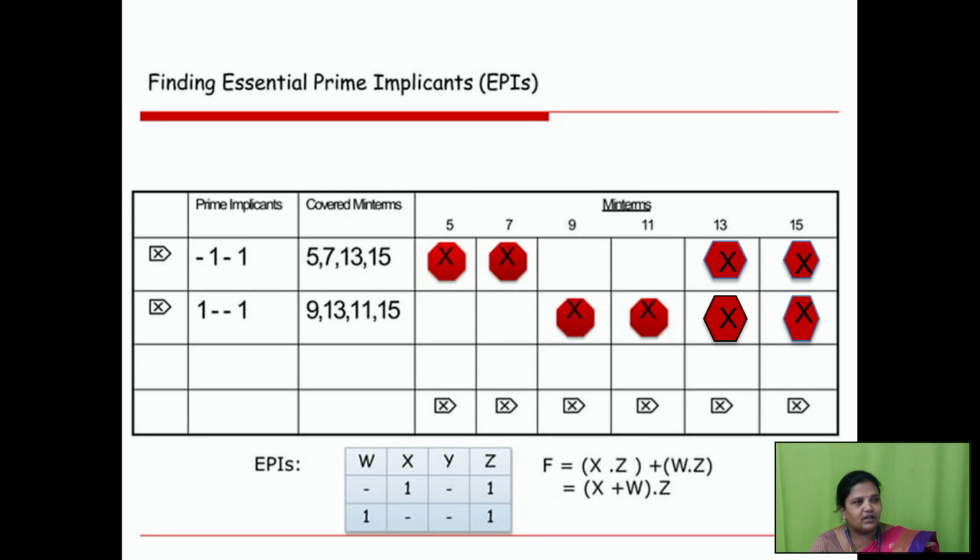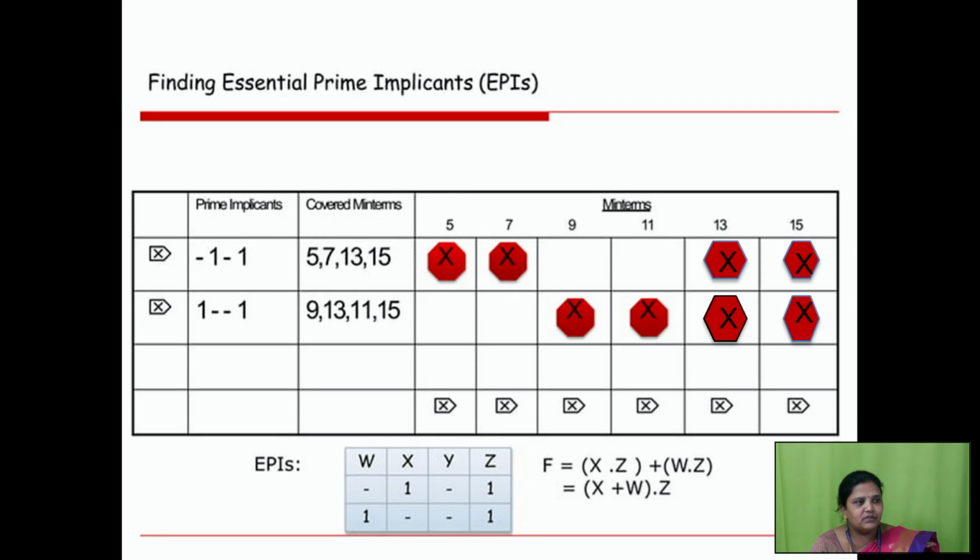So cross, dash 1 dash 1. So this is 5, 7, 13, 15. Here what are the values we have? Alphabetic values W, X, Y, Z. Where 1 is present, that term alone we have to take: X dot Z, then plus W dot Z. Here what is the common term? Z is common, so we are taking it out. So X plus W into Z. Prime implicant is dash 1 dash 1.